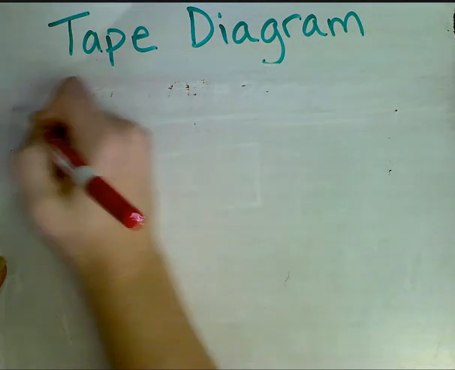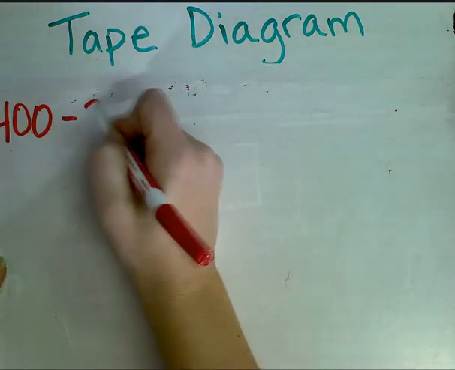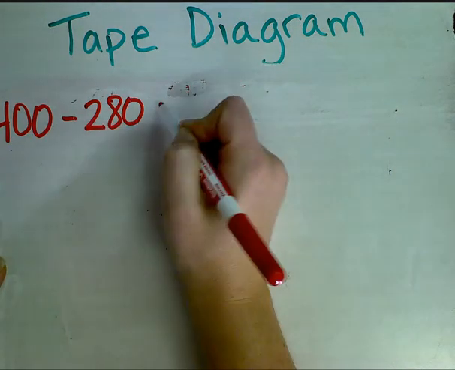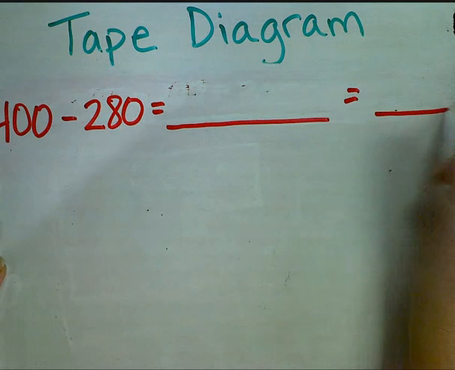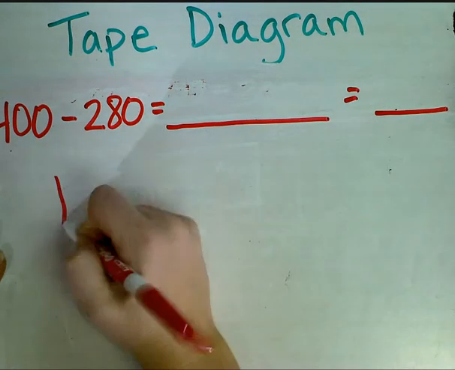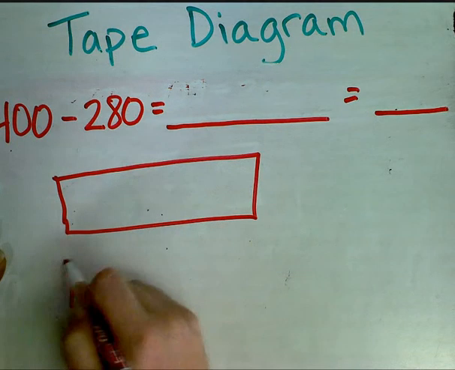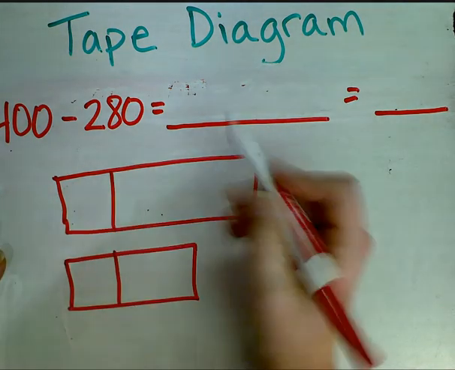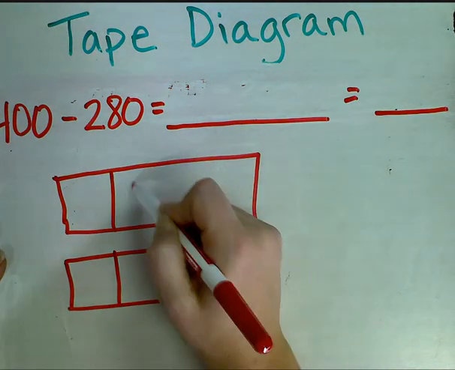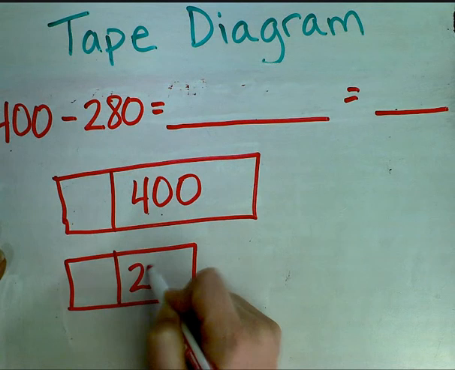Here we're going to start with 400 minus 280 equals. Now some students might already be able to do this in their head, but we want to still practice that method of tape diagram. So in the larger box we'll write our larger number, 400. And in the smaller box, our smaller number, 280.